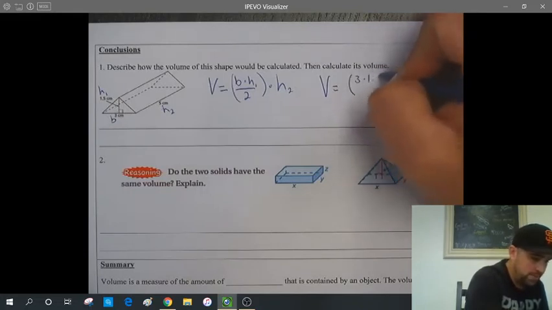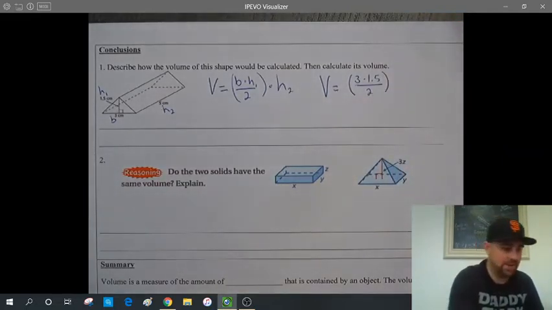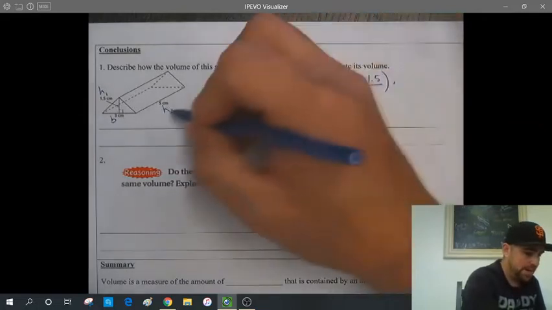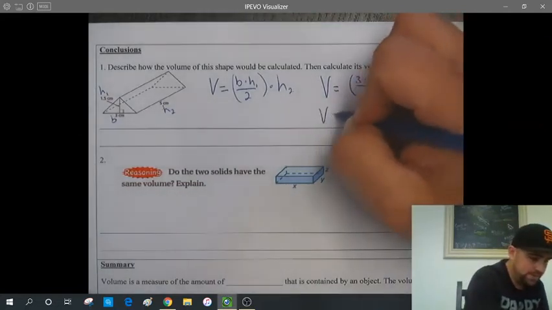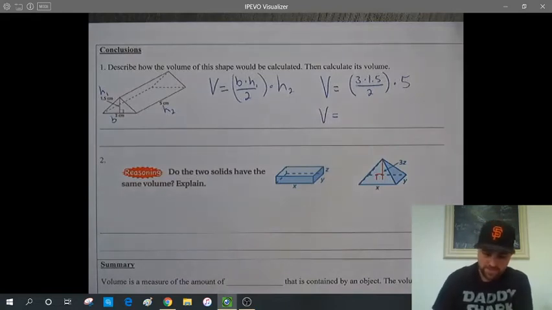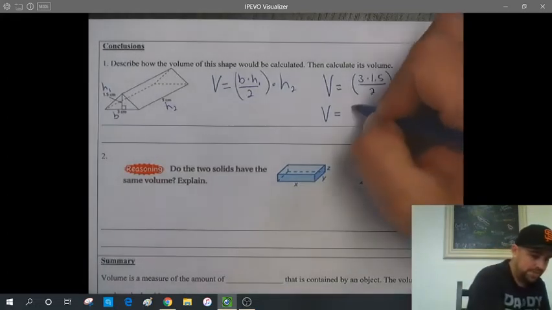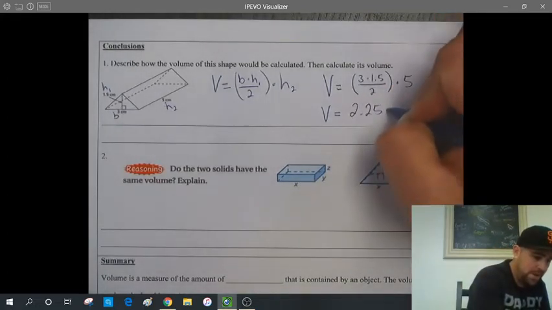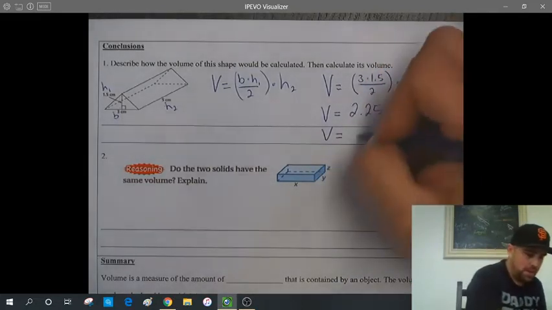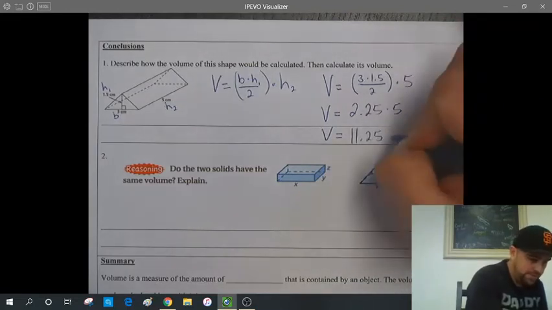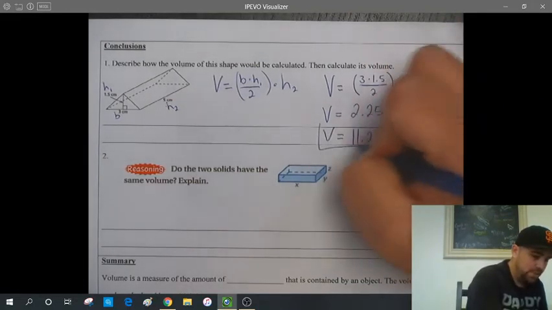Okay, so it would be 3 times 1.5, and then divide that by 2 to get the area of the triangle, which is our base here, and then multiply that by the height of our overall prism, which is 5 centimeters. This gives us 3 times 1.5, divided by 2, and that's 2.25. Then we multiply that by 5, and we get 11.25. It was measured in centimeters, and cubed for that.